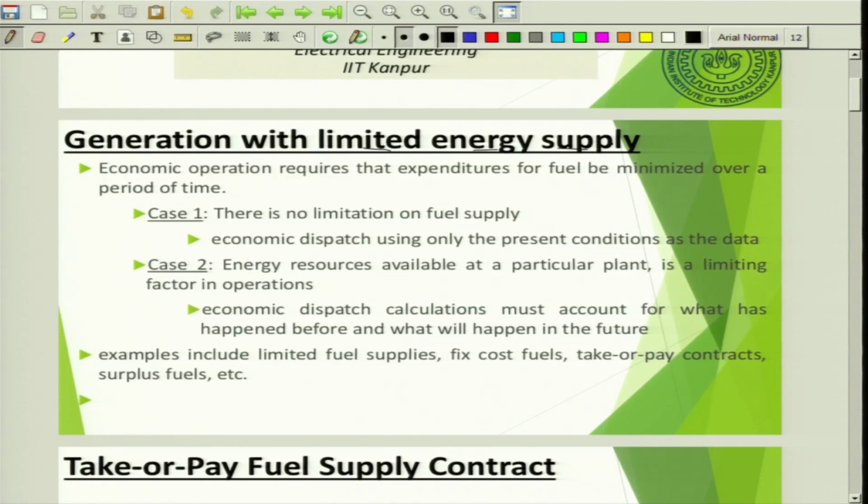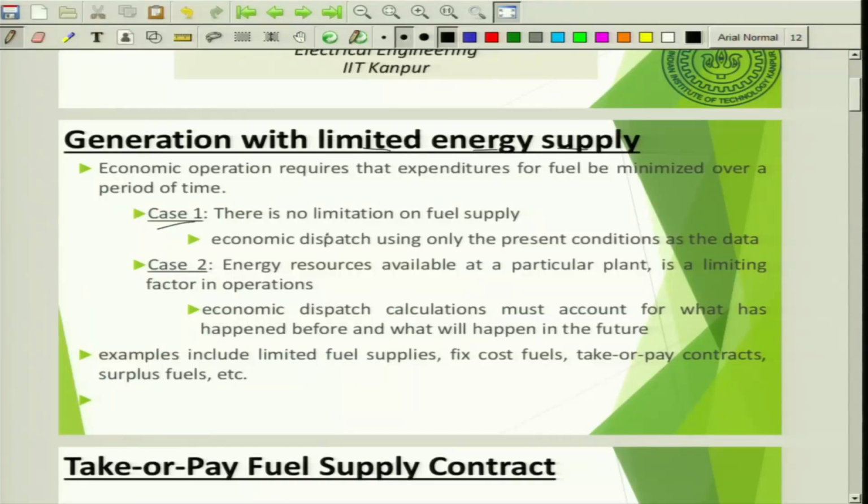So in the previous cases of our economic dispatch, we have not considered the constraint with respect to the fuel input from the fuel side source. We assume that fuel is anyway available and we used to dispatch our available sources. Now that is case number 1. There is no limitation on fuel supply, where we used to carry out the economic dispatch using only the present condition as the data, right.